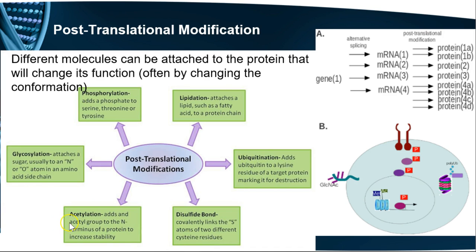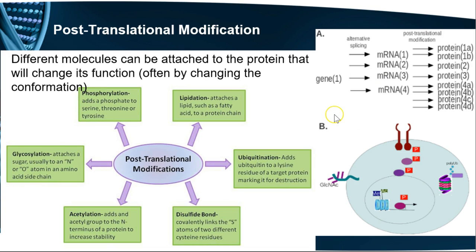You can add an acetyl group, and the acetylation is opposite of ubiquitination, right? This is going to increase its stability, whereas this marks it for destruction. And then glycosylation is a really common modification, and it attaches a sugar. You can do one or more of these modifications. You can also do no modifications.